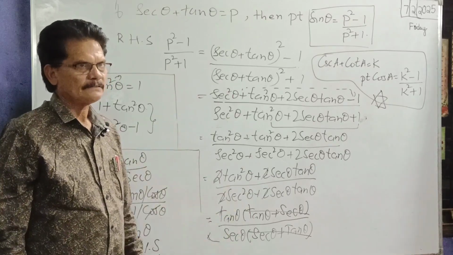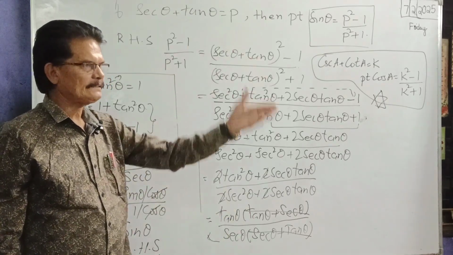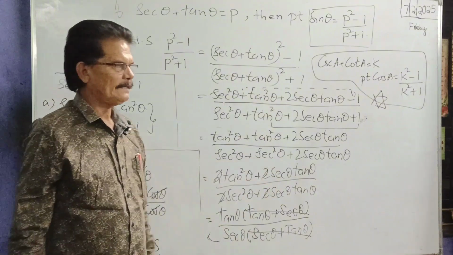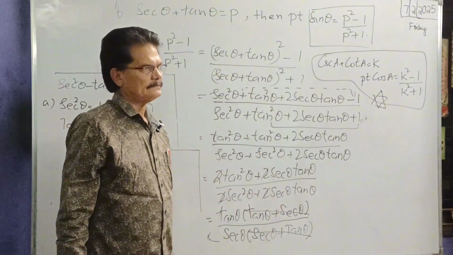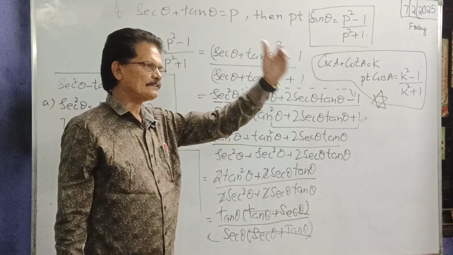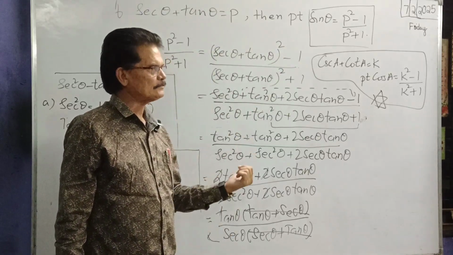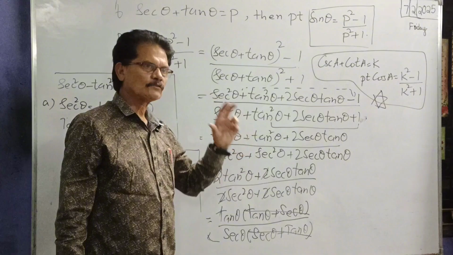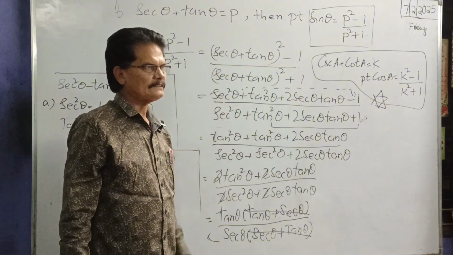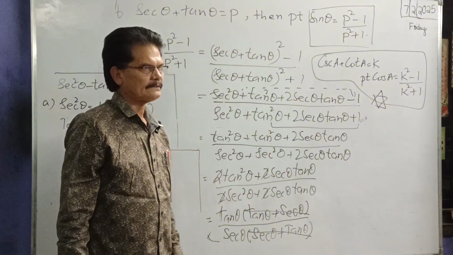Trigonometry is a must. Why? Because it continues into the next stage, that is intermediate. Coordinate geometry is also one of the subjects which goes into intermediate. So these things are very, very important, right?